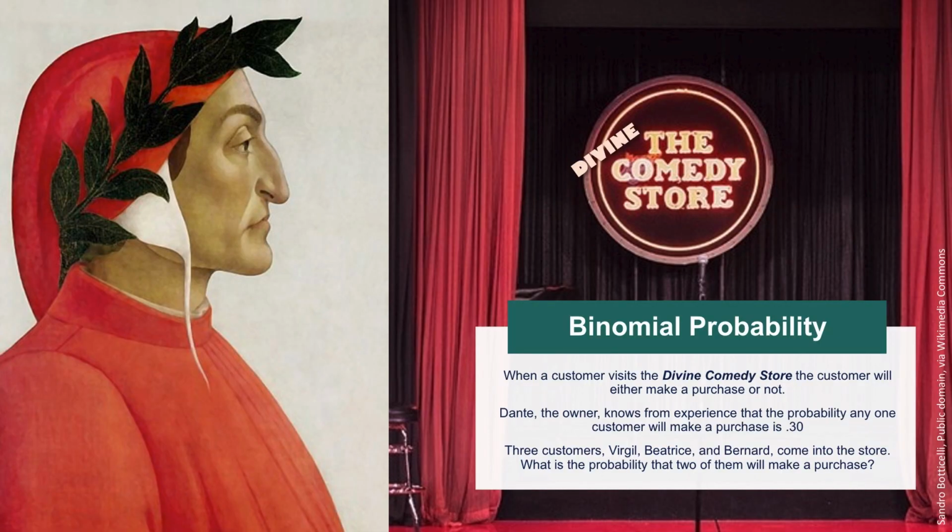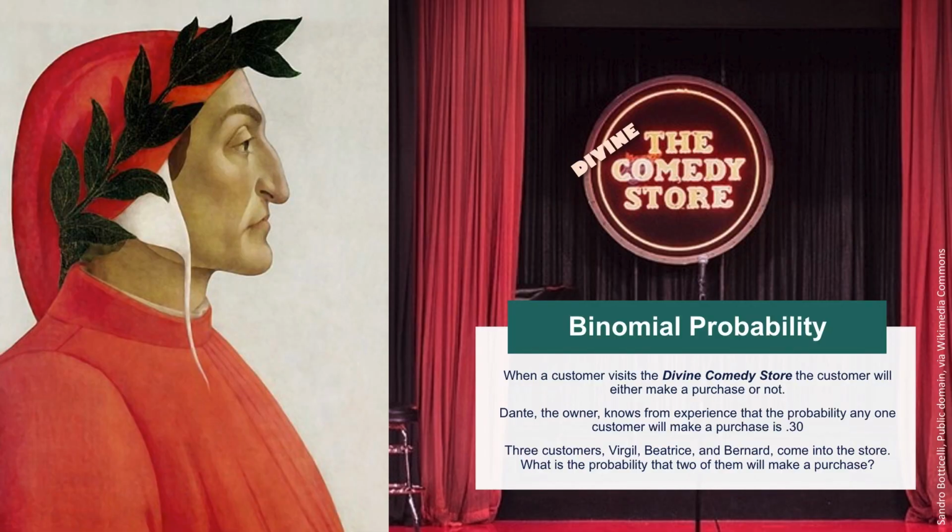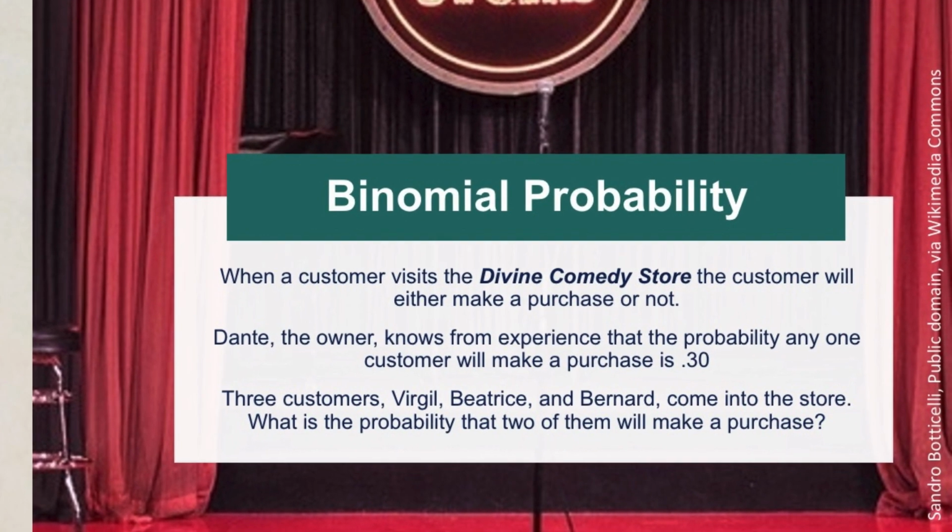When a customer visits the Divine Comedy store, the customer will either make a purchase or not. And you could apply this to any business. Dante, the owner, knows from experience that the probability of any one customer making a purchase is 0.30. This is from historical sales figures. 3 customers, Virgil, Beatrice, and Bernard, come into the store. What is the probability that 2 of them will make a purchase?